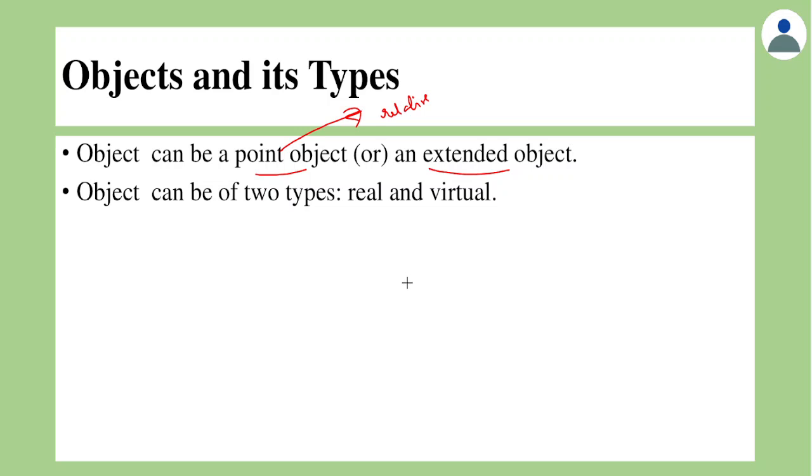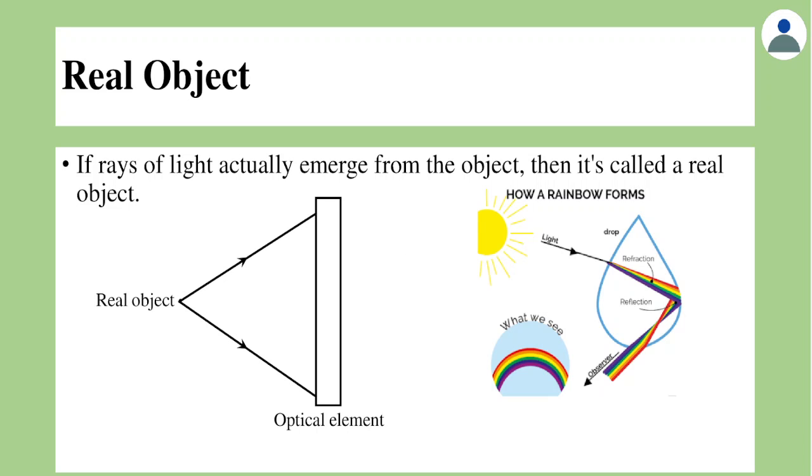Now objects can be of two types called real object and virtual object. Real objects are those objects from which light rays actually emerge. For example, if you look at a bulb or torch seen earlier, light from this emerges out. So light goes in all directions. So this object is called a real object. So a real object means the object from which light rays actually emerge.